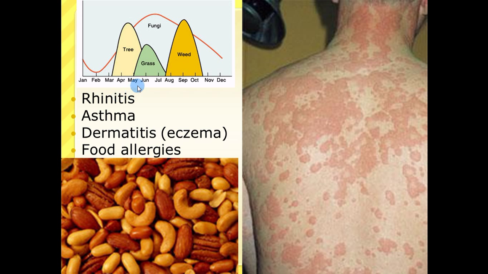And you can see different times of the year you're going to get different responses. So early in the spring you're going to see more of tree pollens. In midsummer you see more grasses, and then late fall you see more of weeds that are causing these reactions.